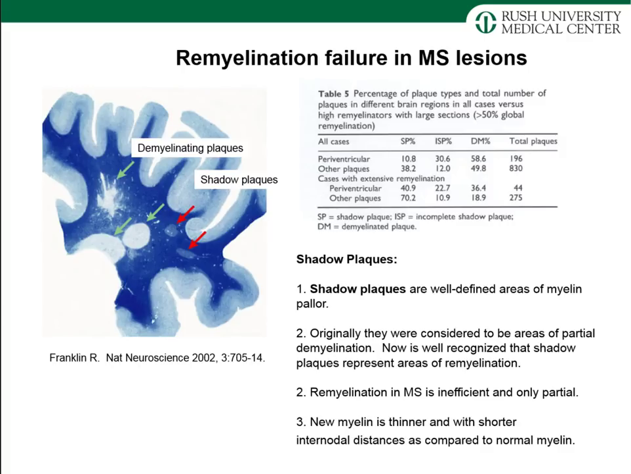It was originally believed that shadow plaques represented areas of only partial demyelination, and that's why they did not look as severe as the demyelinating plaques. But we now know that these shadow plaques represent areas of remyelination, and this was quite exciting in the field of MS when it was discovered. However, remyelination in multiple sclerosis is inefficient and only partial. The new myelin appears to be thinner and has shorter internodal distances compared to normal myelin.